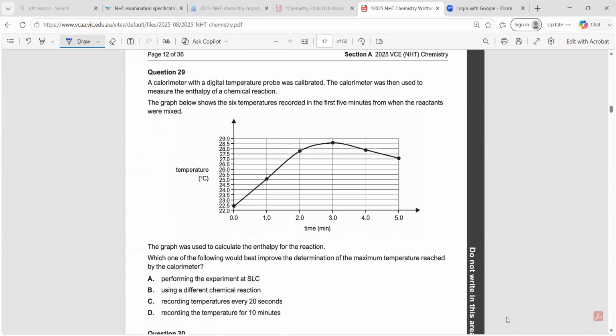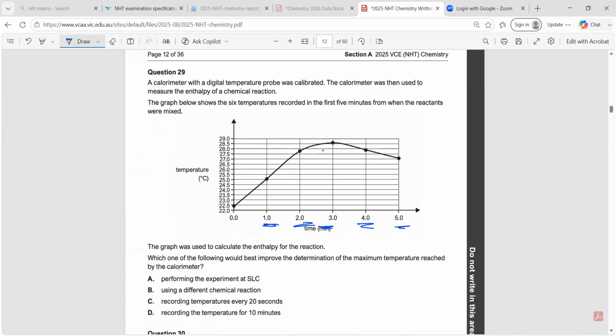Okay, so a calorimeter with a digital temperature probe was calibrated. The calorimeter was then used to measure the enthalpy of the chemical reaction. It shows the first six temperatures recorded in the first 5 minutes from when the reactants were mixed. Which one of the following would best improve the determination of the maximum temperature reached by the calorimeter? Cool. So basically what we don't have a sense of in this situation, right, are the minute changes that happen to the temperature.